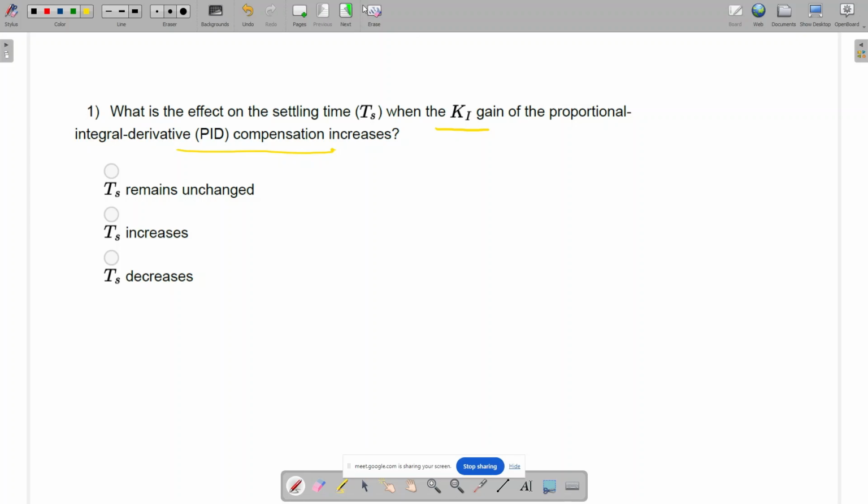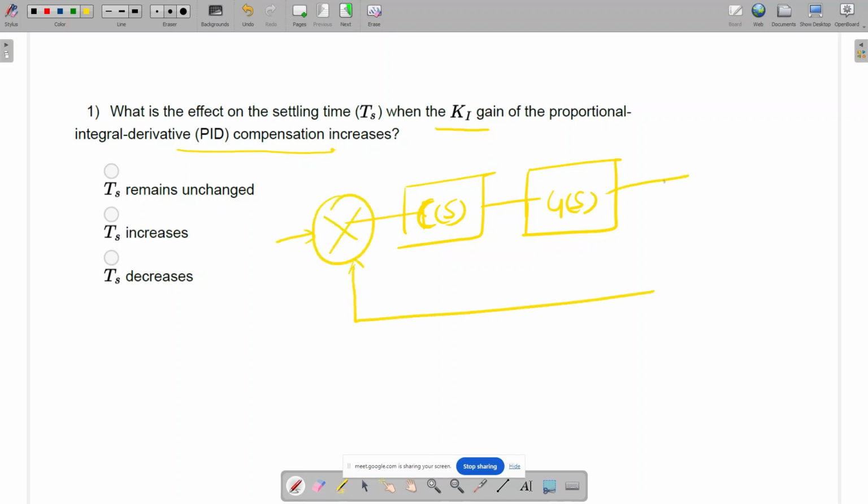Once more I will repeat this question. Any system is given, let's say this is G of S, and some PID controller will be there. Let's say C of S is the controller, and here one summer block will be there, with input R of S and output C of S. The PID controller is Kp plus Ki by S plus Kd into S.